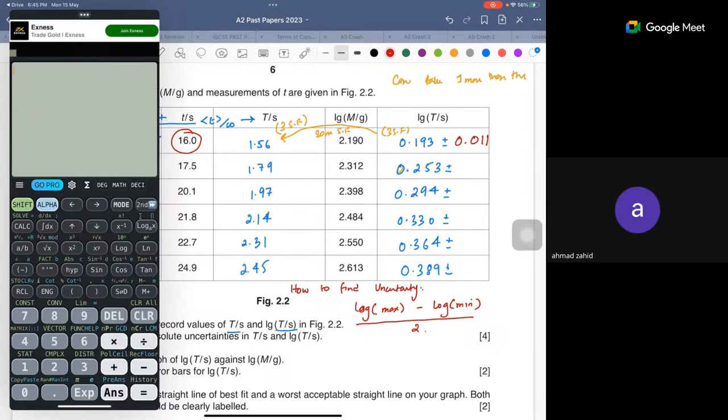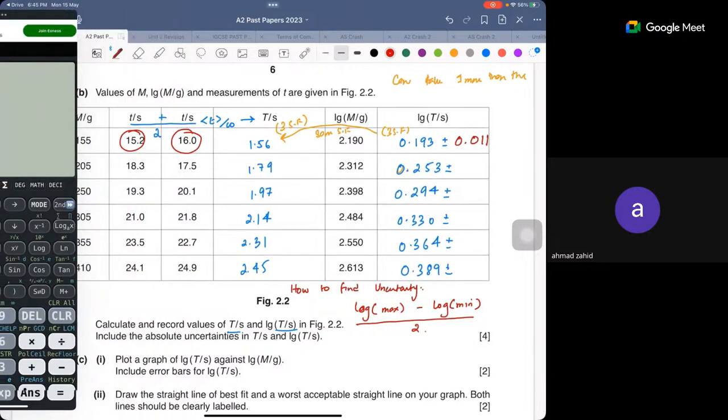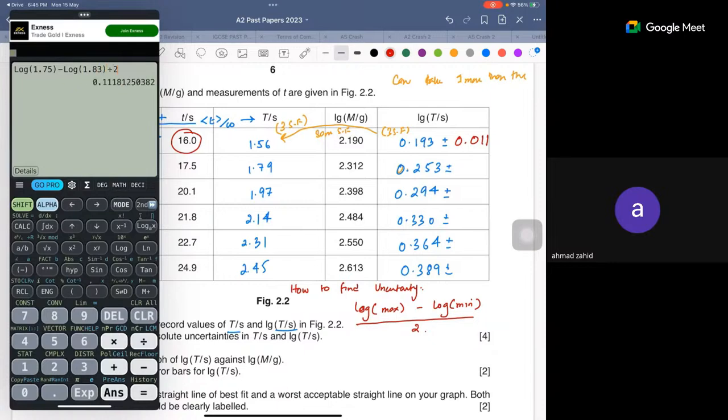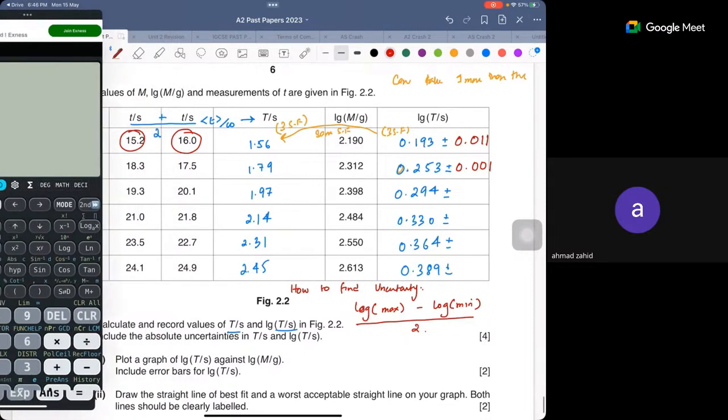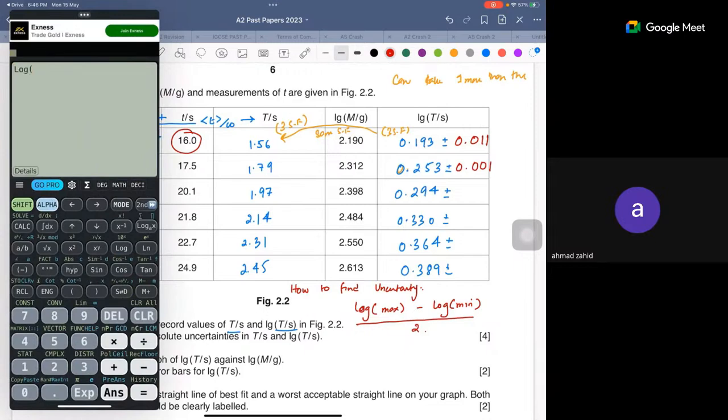Then for the next one, you take log of 1.75 minus log of 1.83 and then divide by 2. So this is 0.0097. I'm writing it this way just to make sure that you understand this clearly. You can also round it off if you want to keep it the same. Then you do log of 2.01 minus log of 1.93 and then divide by 2. This is 0.009. Then next one, please.